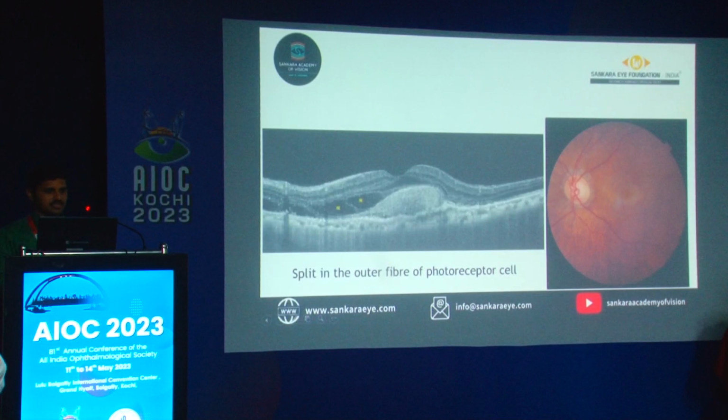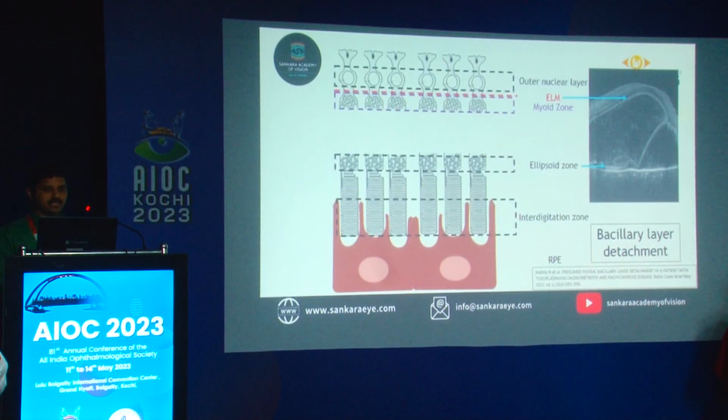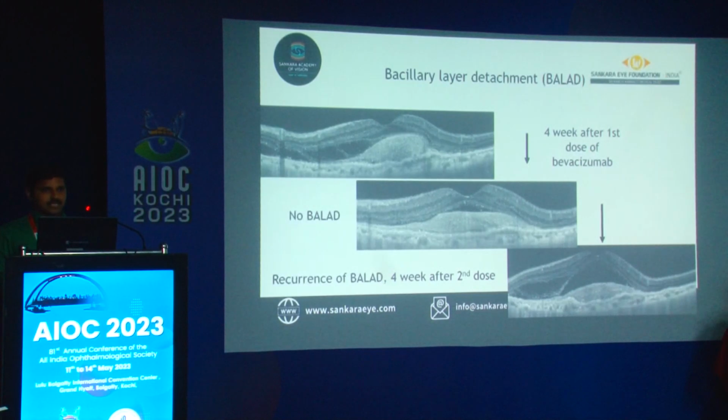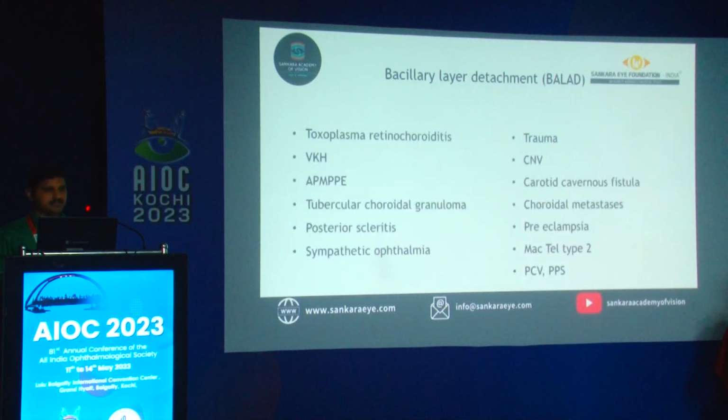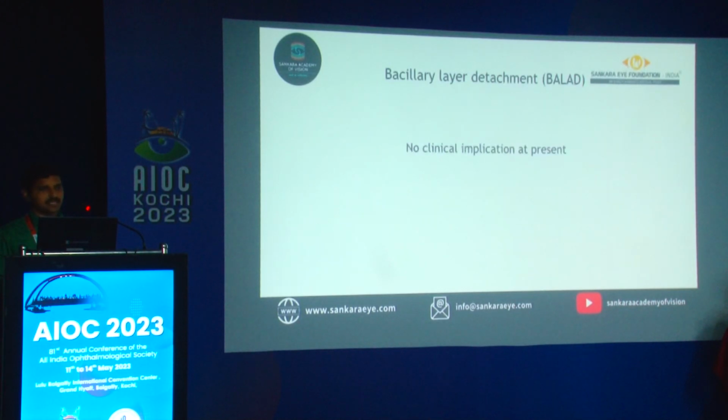What we can see is there is subretinal fluid. At the same time, there is a split in the outer fiber of the photoreceptor cell. So this is called the bacillary layer detachment. The bacillary layer is basically the inner and outer segment of the photoreceptor, and when there is a split between them, it's called a bacillary layer detachment. It can be seen in a lot of conditions, as mentioned here, but as of now we don't know whether it has any clinical implication.